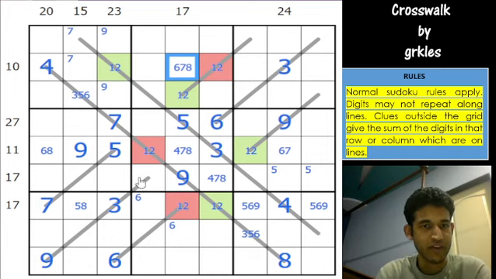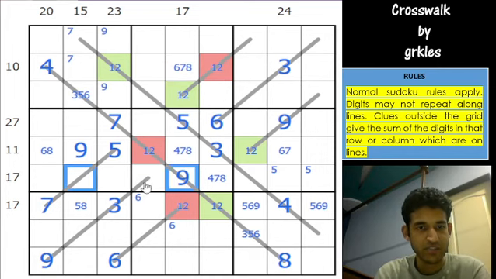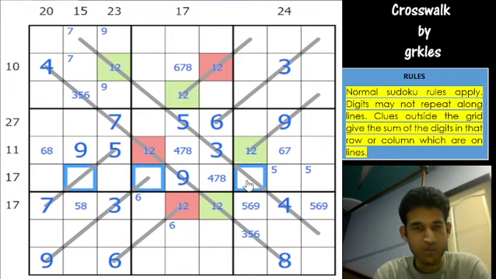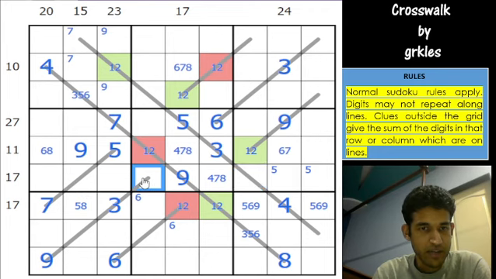Look at this 17. We got a 9 on that line, which means these 3 cells must add up to 8. There are only 2 possibilities: 1, 2, 5 or 1, 3, 4. So let us try to write them. 1, 2, 3, 4, 5.